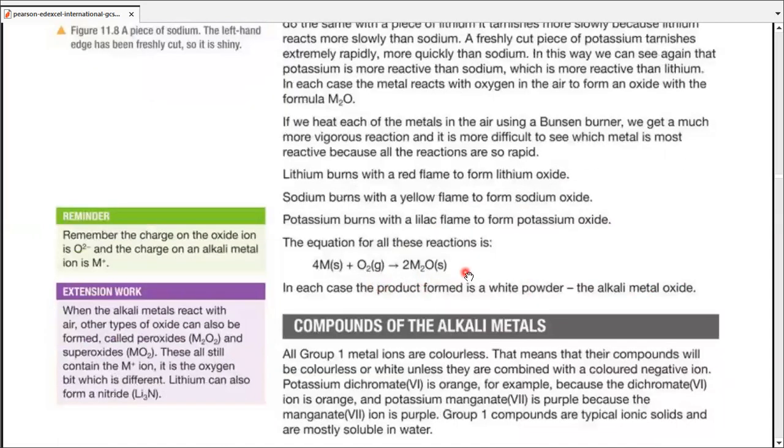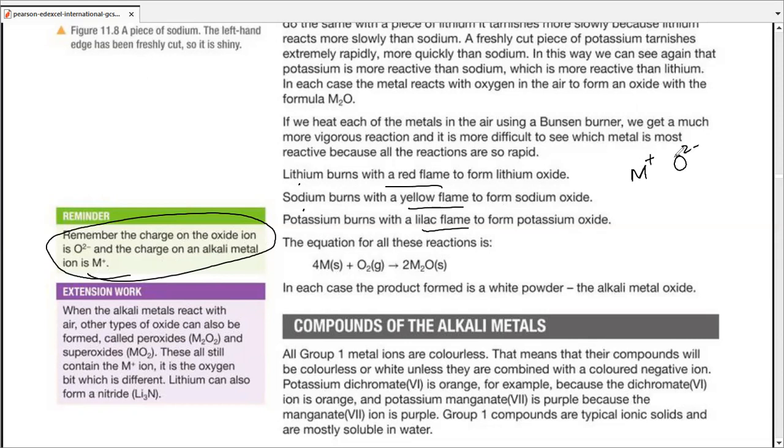This is the general equation for these reactions. Remember, in each case, the product formed is a white powder. It is only the color of the flame which we are supposed to memorize for different metals. Remember, for lithium, red; for sodium, yellow; for potassium, lilac. Remember, the charge on the oxide ion is O2-, and the charge on the alkali metal ion is M+. That's how we get these charges into the formula, getting this form, right?